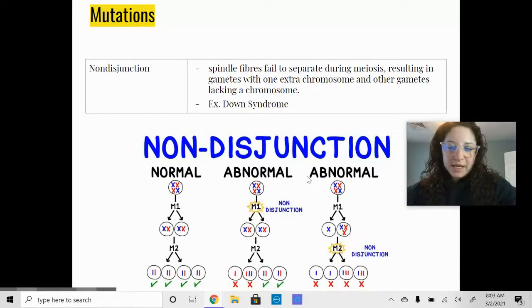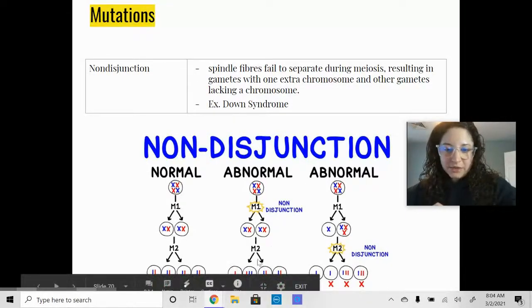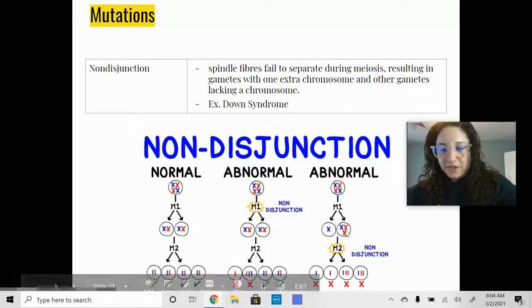So like I said, you can have the mutation happen during the second round of cell division. That's what you're seeing down here. So after the first round, we still have one of each chromosome, but when the chromatids are supposed to separate, they are not separating correctly down at the bottom here. Or you can have the mutation occur during the first round of cell division when we already have an unequal amount of chromosomes after the first round of cell division.